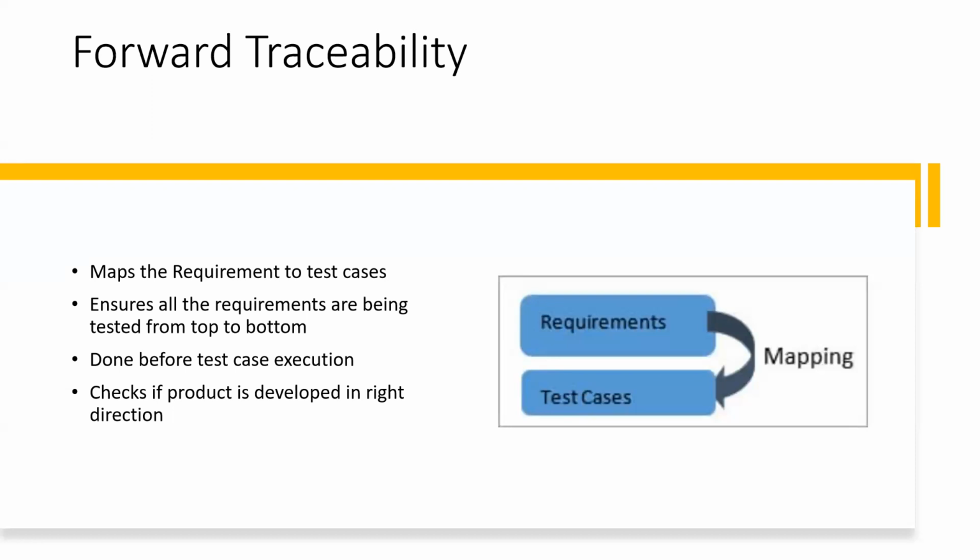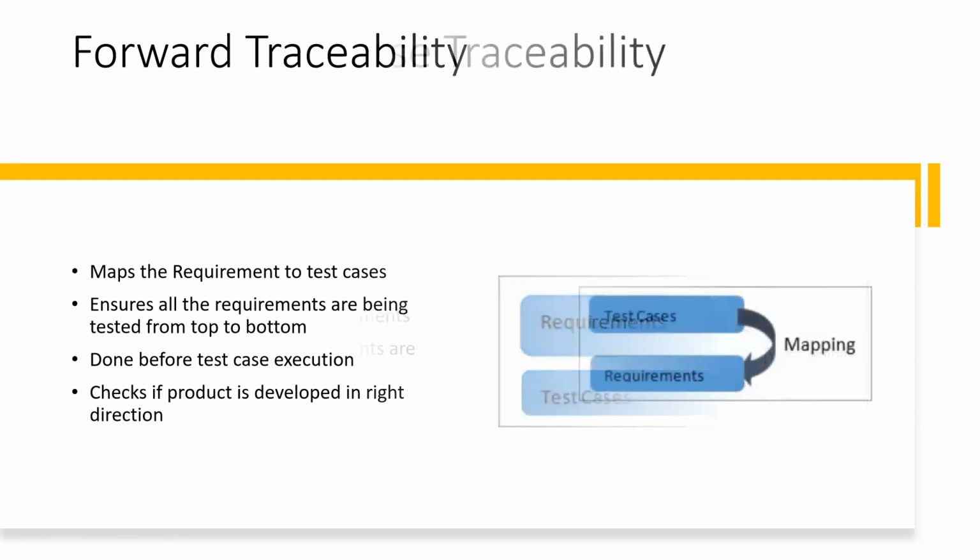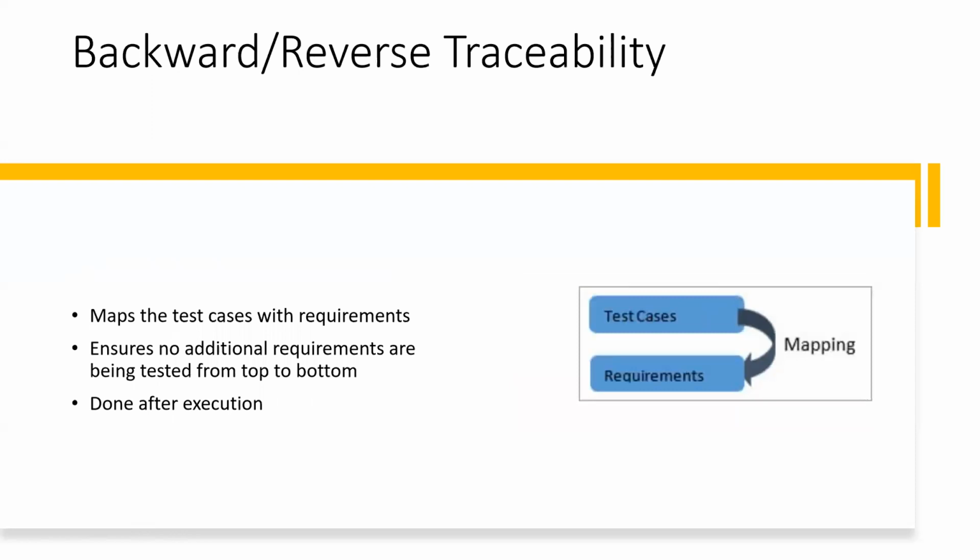So before our execution or before our testing, we'll be doing forward traceability, and it checks if the product is developed in the right direction. In this way we can ensure that a proper product is being developed. So this is forward traceability. Now backward traceability is the other way. This will be done after testing. What we ensure is whether all the test cases we have tested are covered by a requirement, which we check in the backward or reverse traceability. It maps the test cases with the requirements and ensures no additional requirements are being tested.